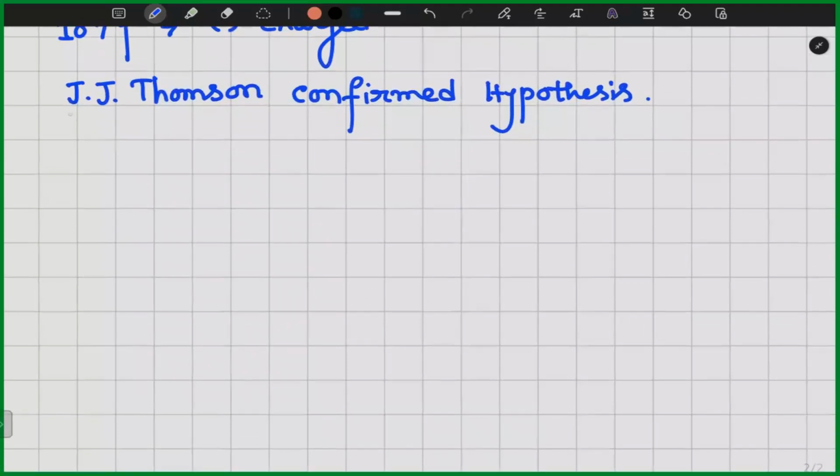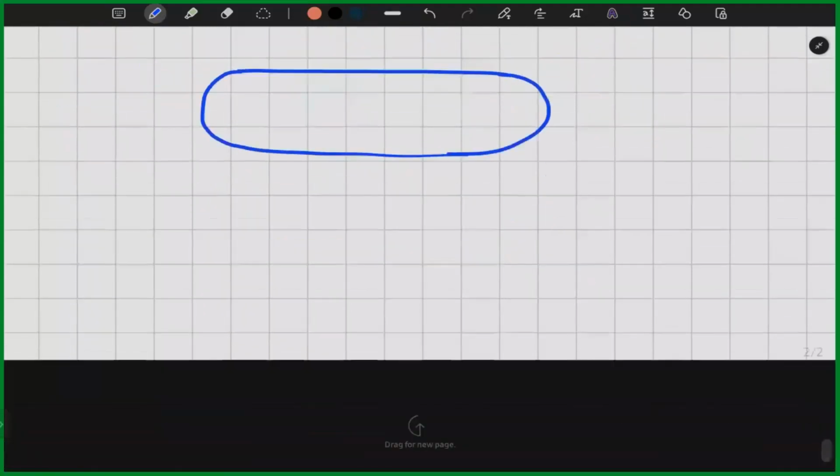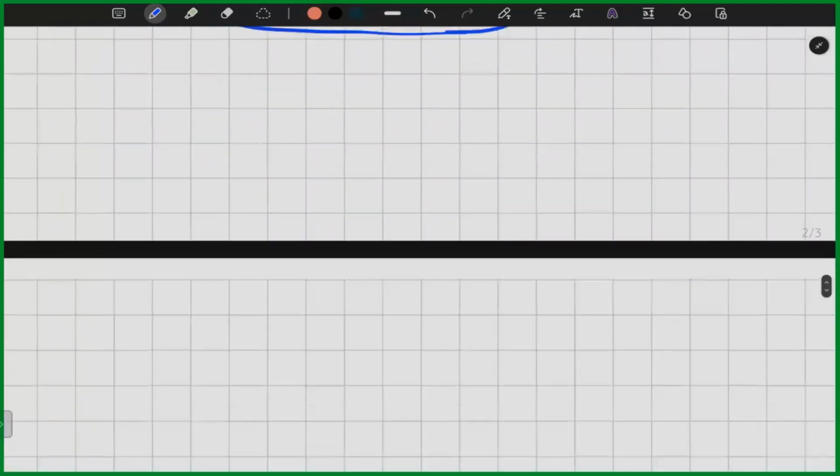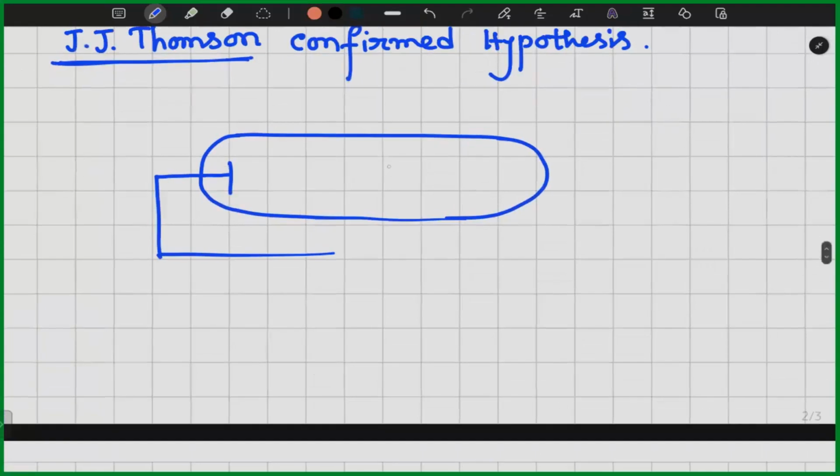So now J.J. Thomson did an experiment. What type of experiment did he do? Now let us discuss that first. Similarly, he also took a discharge tube. Here is the cathode, and here he put the anode. This is like this.